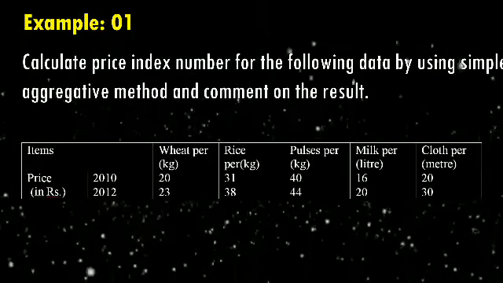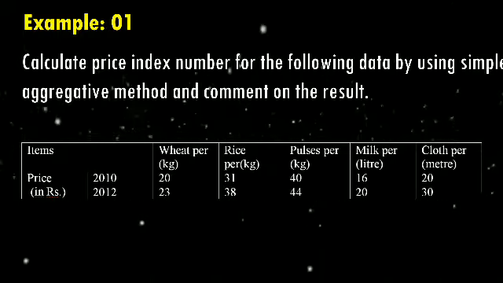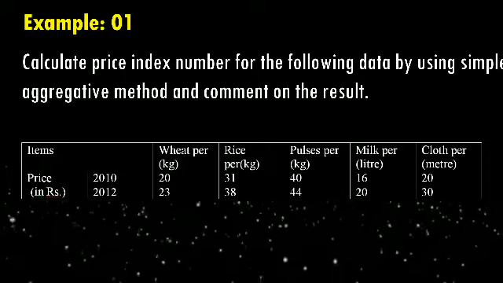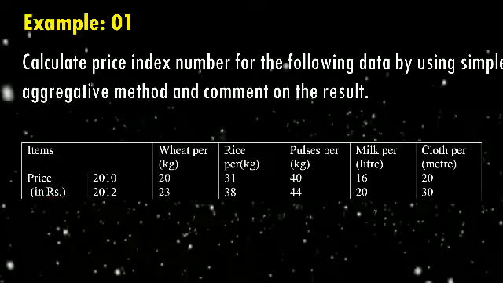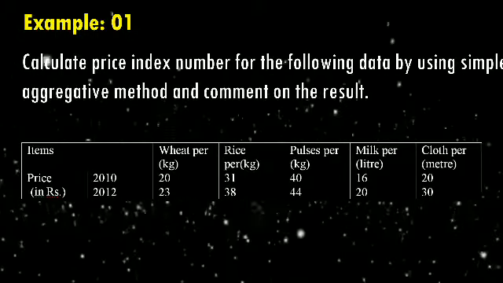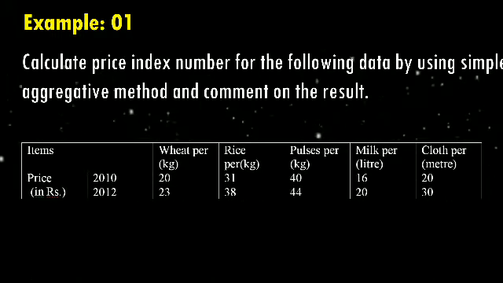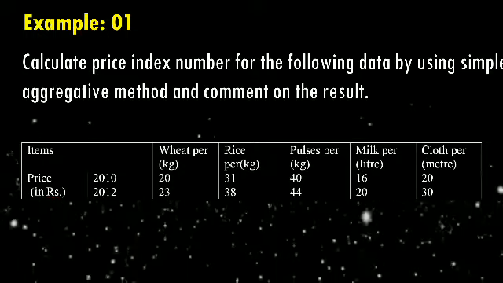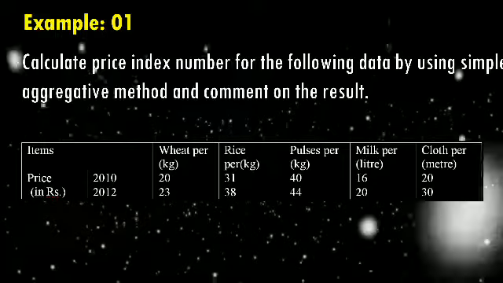Consider the given example. Calculate the price index number for the following data by using the simple aggregative method and comment on the result. A table is given in the question. Here different items are considered, that is wheat, rice, pulses, milk and cloth, along with their price values for the base and the current year. Here 2010 and 2012 are given. So comparatively, 2012 will be the current year and 2010 will be the base year.